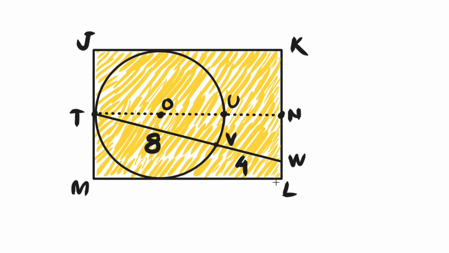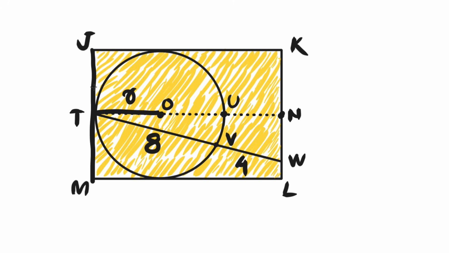Let's begin by introducing the radius of the circle. Suppose the radius is R. Because the circle touches both the top and bottom sides of the rectangle, the distance from the top of the rectangle to the bottom of the rectangle is exactly 1 diameter of the circle. In other words, the height of the rectangle is 2 times R.